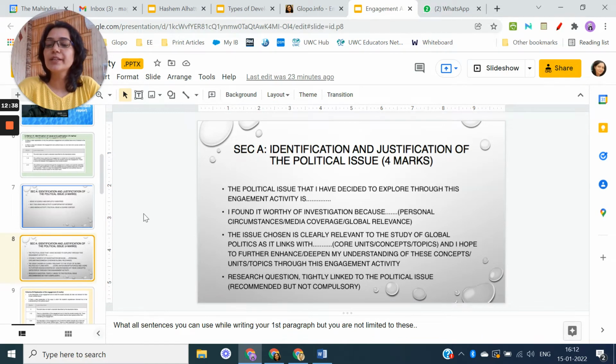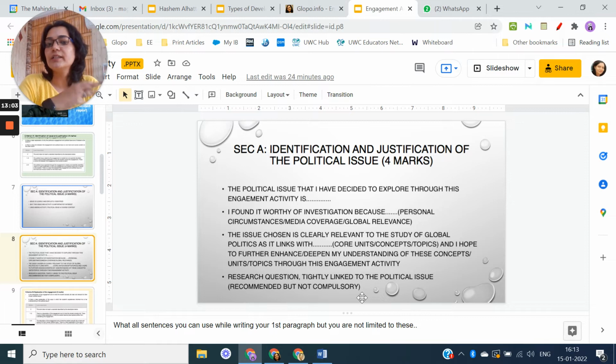Okay, how can you write this first paragraph, which is known as the introduction? You can write it down: the political issue that I have decided to explore through this engagement activity is, now what this is all about. You can start like this. I found it worthy of investigation because, or the issue chosen is clearly relevant to the study of global politics as it links with, now what are those concepts?